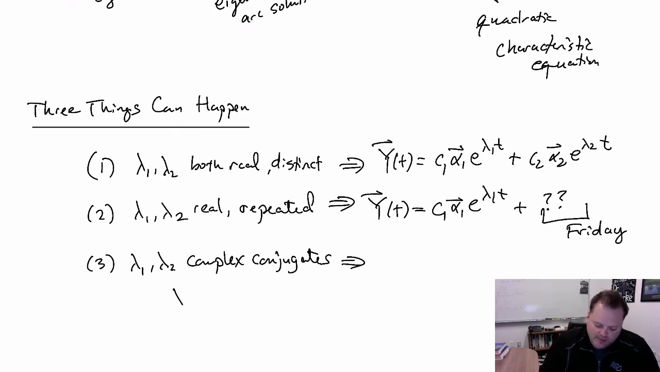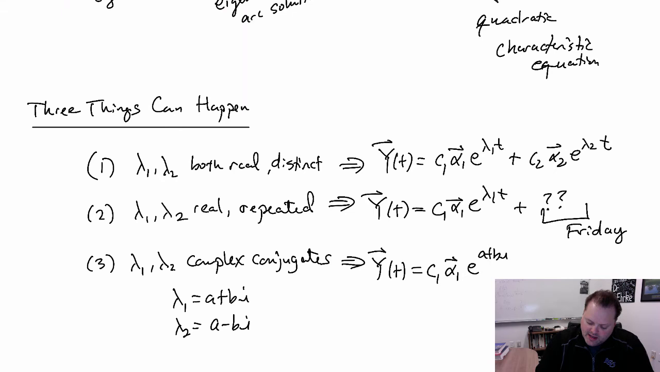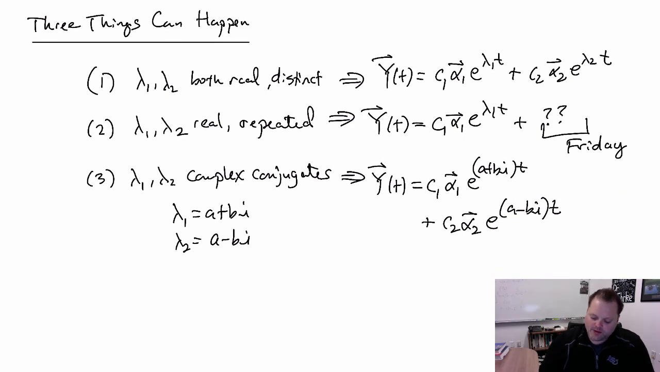Well, you know, that means lambda 1 is a plus bi, and the conjugate, as we've talked about today, is a minus bi. That's what roots to quadratic functions look like. So our characteristic equation would suggest that the solution here is c1 alpha 1 e to the (a plus bi)t plus c2 alpha 2 e to the (a minus bi)t. And what you notice is both of these are complex exponentials, just like the Euler's formula stuff we just got through talking about.